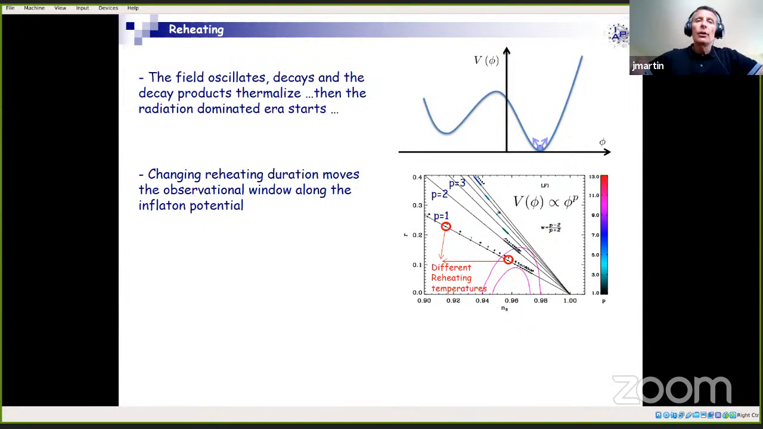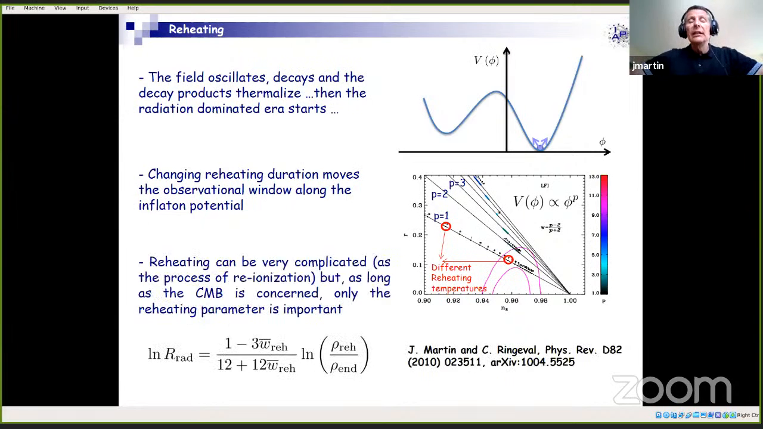And in fact, you can very easily realize that there is only one parameter that you can constrain, which is the reheating parameter, which is given by this formula, where rho reheating is the energy density at the end of reheating, or it's the reheating temperature, if you prefer. Rho end is the energy density at the end of inflation, which is known if you know the model of inflation.